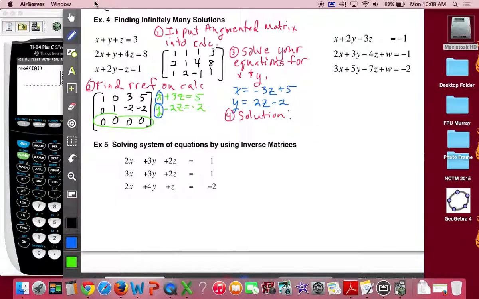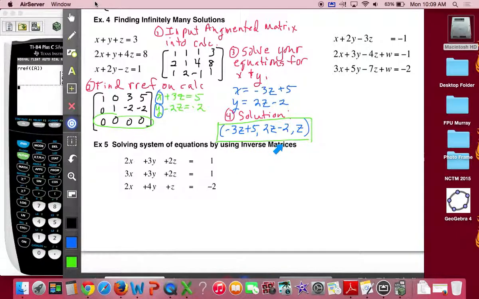So your x value per above is negative 3z plus 5. Your y value per above is 2z minus 2. And then comma z. So this becomes your solution. You have a triple ordered pair of expressions, all in terms of z.